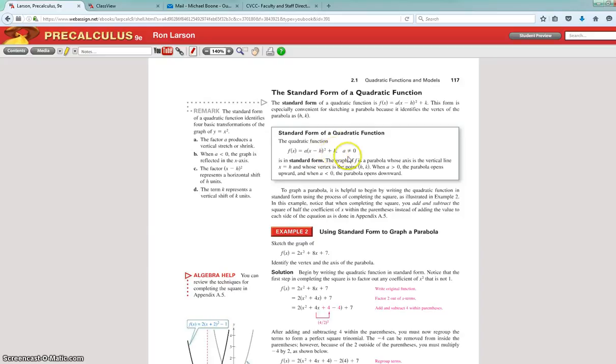That (h, k) represents our vertex. The a tells us how narrow or wide the parabola is. It also tells us the direction that it goes. So when we have a quadratic function in standard form, we can tell a little bit more information about it.